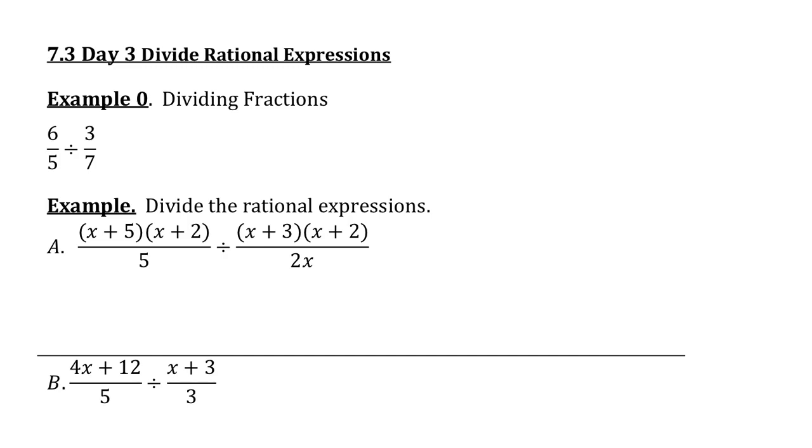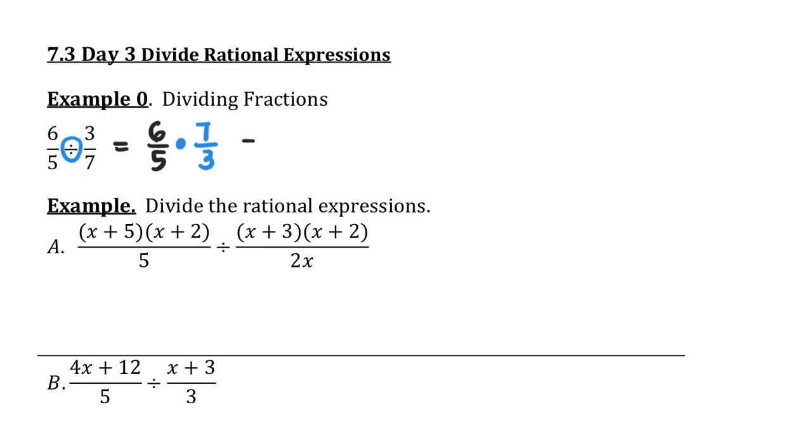Okay, 7.3, day 3, we are dividing rational expressions. Rational expressions are fractions. So before we do it with algebra, let's do it with normal fractions. If we do 6/5 divided by 3/7, most of you have learned that we're going to multiply by the reciprocal. So it'll be 6/5, and then instead of dividing by 3/7, we will multiply by the reciprocal, so 7/3.